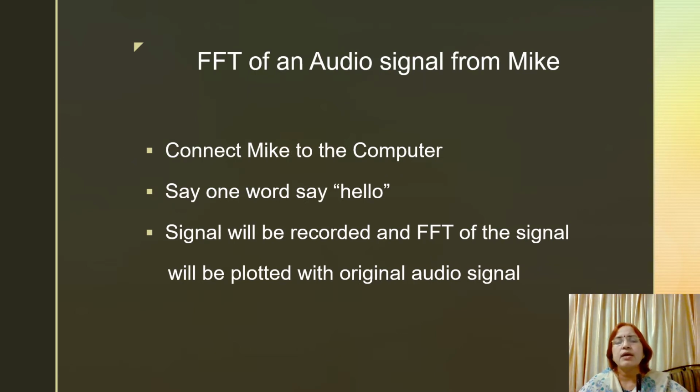Now we have learned how to record the audio signal using Python. Next is to find out the FFT of an audio signal from the mic. Connect the mic to the computer and say one word. Any word you can say. For example, I am saying here hello. Then the signal will be recorded and the FFT of the signal will be plotted with the original audio signal. So this is our next experimentation.